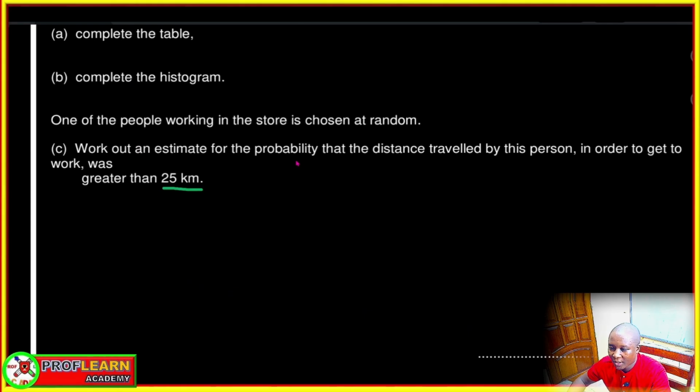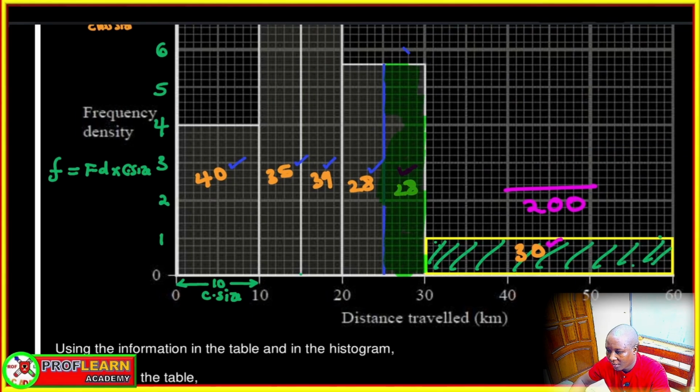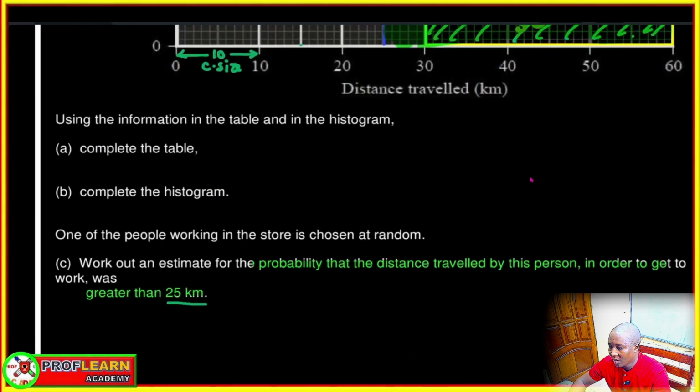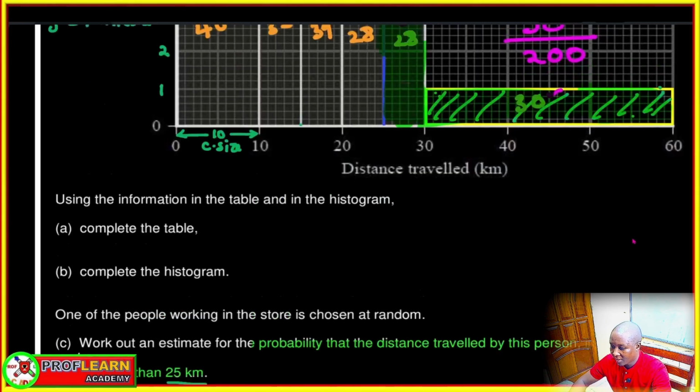Now probability. Work out the estimate of the probability that the distance traveled by the person in order to go to work is greater than 25. So you are going to add above 25. What is the total above 25? So total above 25 is this section here, this one here, and this one. So that will be 28 plus 30, and that is going to be 58. So this is 58 over 200. We are done with that.